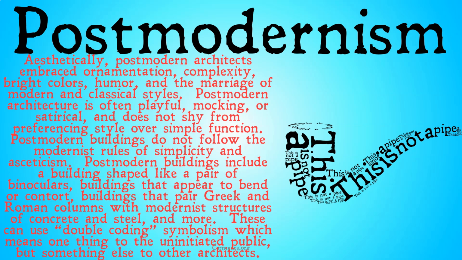These buildings often use double coding symbolism, which means that they have one interpretation to the general public or to the popular view, and another different interpretation, meaning, or connections to architects that understand the field and understand the references that an individual building is making. And we will see this concept of double coding come up time and again in postmodernism.